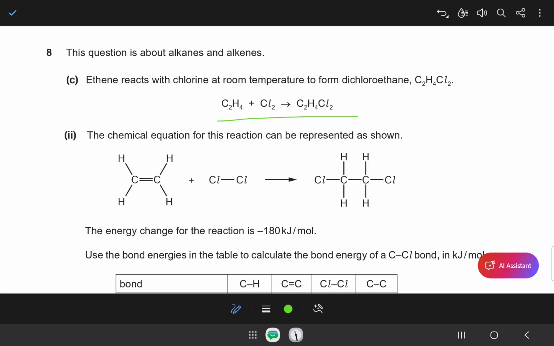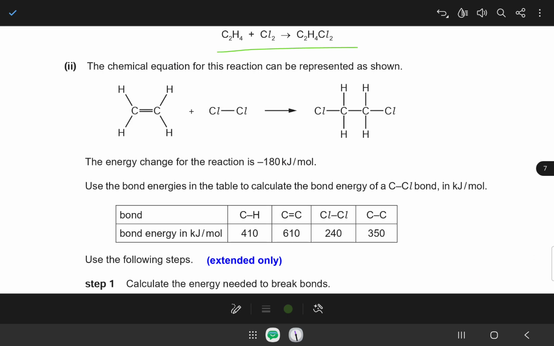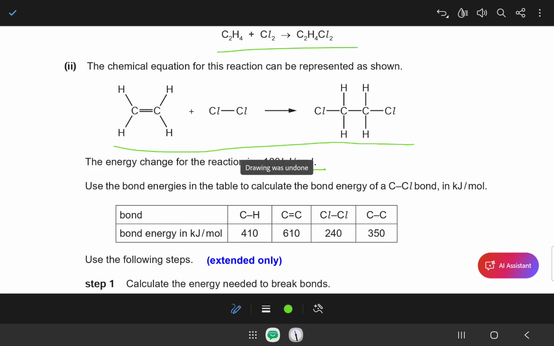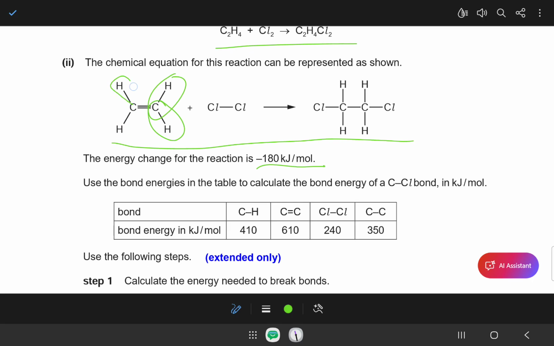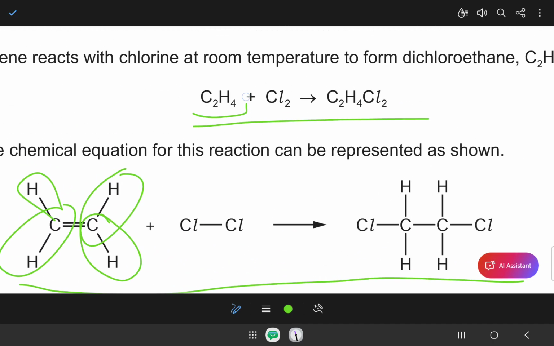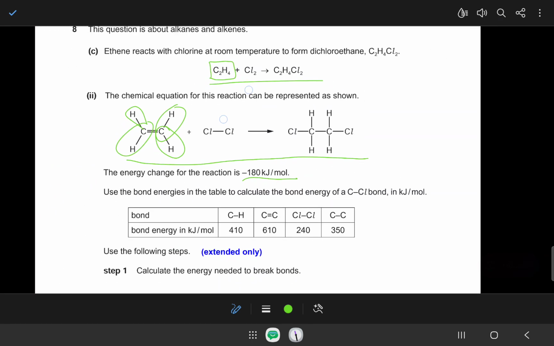C2H4Cl2. The chemical equation for this reaction can be represented as shown. The energy change for the reaction is minus 18 kJ/mol. So this means it's exothermic. This is just another way to show chemical reactions and their bonds. We can see 1 bond, 2 bonds, 3 bonds, 4 bonds. So we can see 4 bonds of CH4, and here we can see there are 4 bonds of CH.